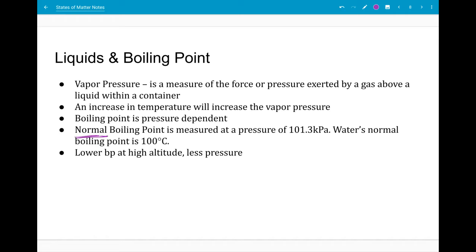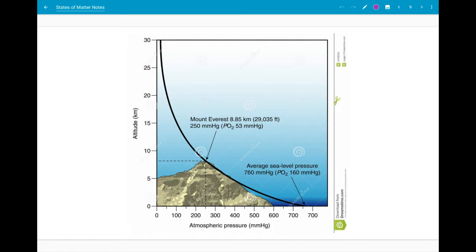The normal boiling point, at normal conditions, is measured at a pressure of 101.3 kPa. Water's normal boiling point is 100 degrees C. What you'll find, though, here in Colorado, is that we live at a very different pressure. Because we're at high altitude, our boiling point is actually less than 100 degrees C. Because it's less than 100 degrees C, it takes us much longer to cook things. It's not as hot, so we have to cook things longer.